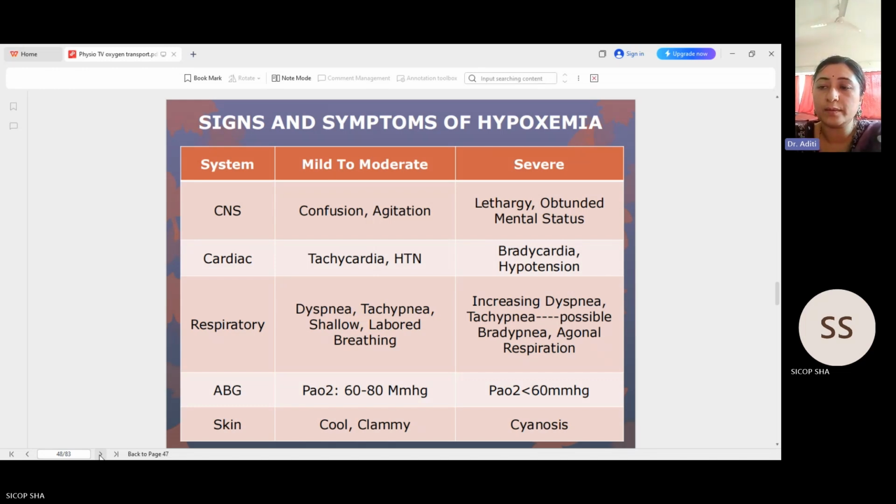So let's look at a few signs and symptoms of hypoxemia. When the severity level is around mild to moderate, we can have confusion and agitation as CNS symptoms. There is tachycardia to meet up to the demands. Hypertension can be seen. Dyspnea can be seen, tachypnea can be seen. The breathing will become shallow and labored. The ABG report mostly will show PaO2 between 60 to 80 mmHg. Okay, so the hypoxemia will be mild. Below 60 is when it becomes moderate. Okay, when it decreases further down to around 40, that is when it becomes severe.